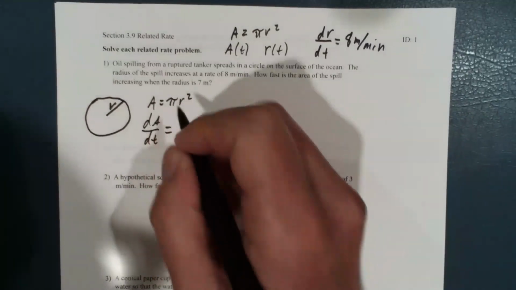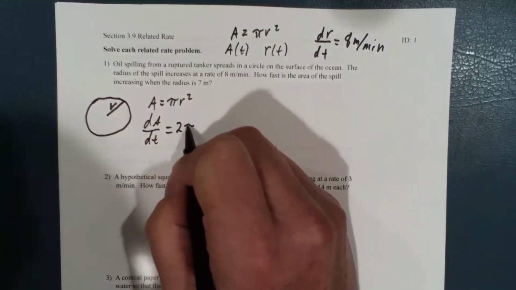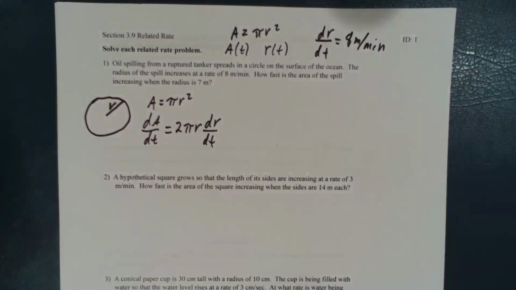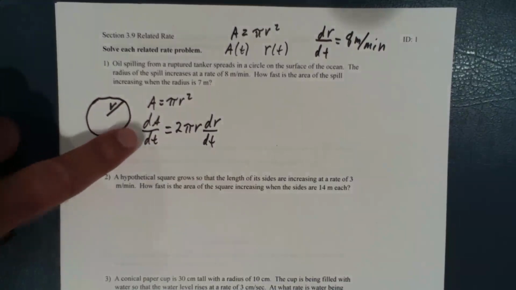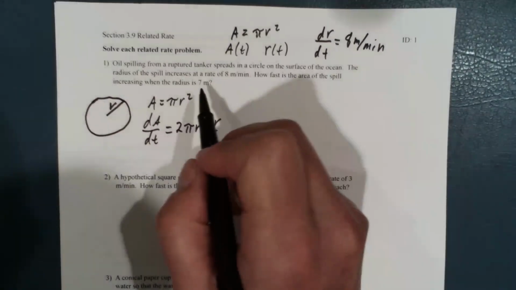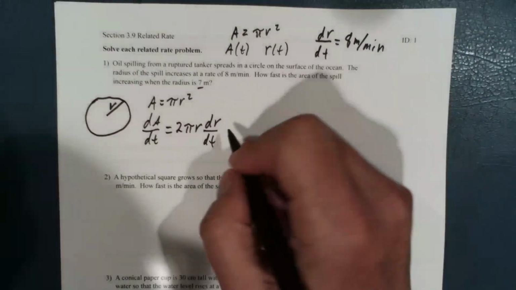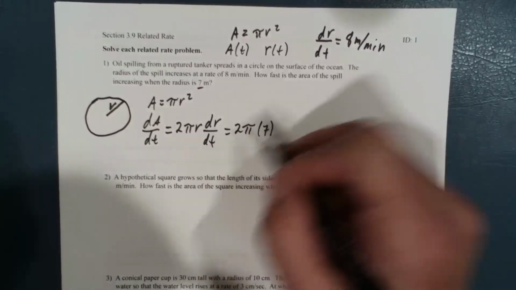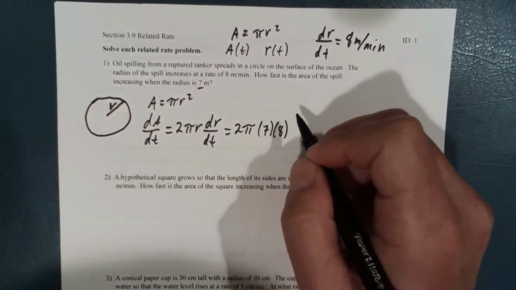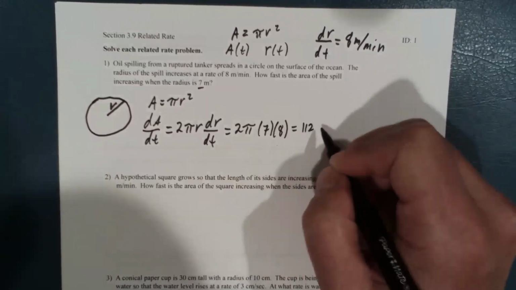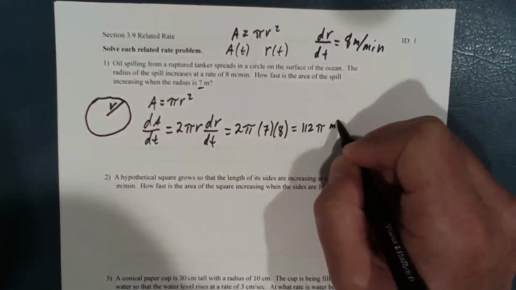And the derivative of this with respect to t is going to give us 2 pi r, then dr dt. Again, remember r is a function of t. Now we're looking for this dA over dt, how fast the area is changing, increasing in this case. And they want to know specifically when r is 7. So this becomes 2 times pi times 7 times dr dt, which is 8. And that is going to give us, when we multiply all that together, 112 pi square meters per minute.